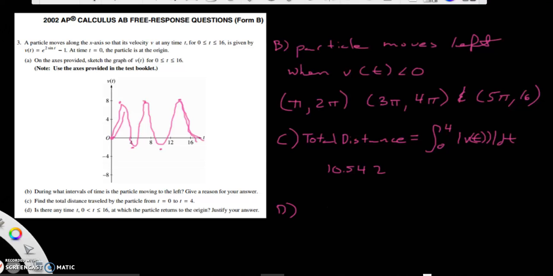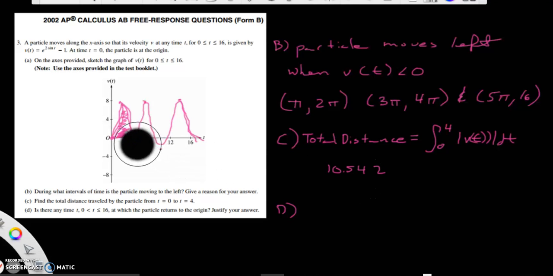Okay, part D. Is there any time t, for 0 < t ≤ 16, at which the particle returns to the origin? Justify your answer. So now, is it ever going to go back to the origin? I don't think so. If you look at this graph, it goes up for a long time. This is a lot of positive area. You're going to need negative area to counteract that. And we definitely don't have any area that's going to counteract that.